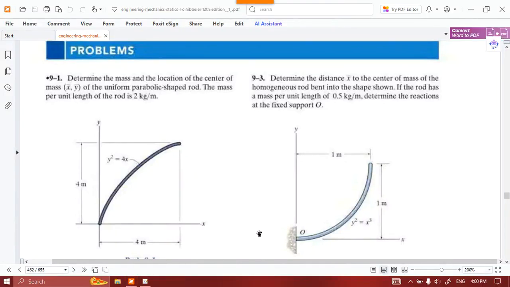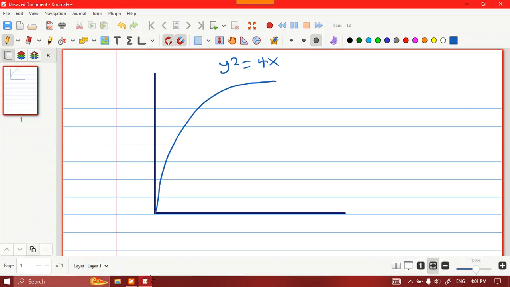Today I'm going to show you how to solve this problem. 9.1. It says determine the mass and the location of the center of mass x bar, y bar of the uniform parabolic shaped rod. It says that the mass per unit length of the rod is 2 kg per meter. So the approach is to find the length of the rod, then multiply by 2 kg per meter in order to find the mass. Okay, so let's get started.